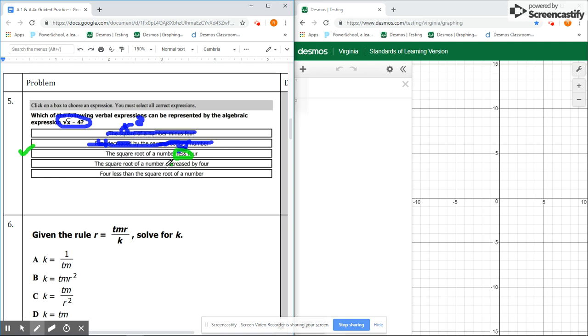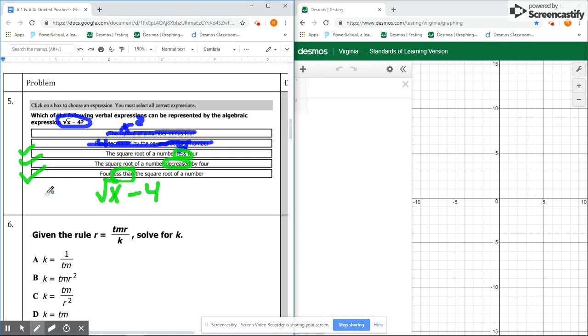The square root of a number decreased by 4. The word there is decreased. All right, we don't switch for decreased. So that is also true. And then 4 less than the square root of a number. So the keyword there is less than. And since it uses that word than, we are going to switch it. So we'll have square root x minus 4. So this one works as well.